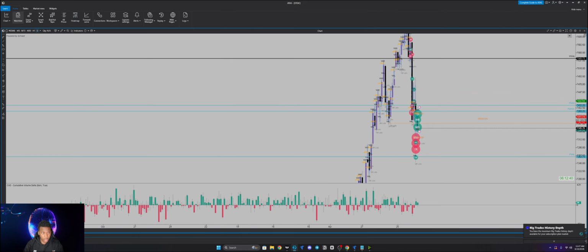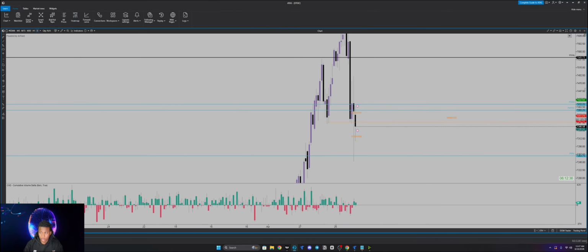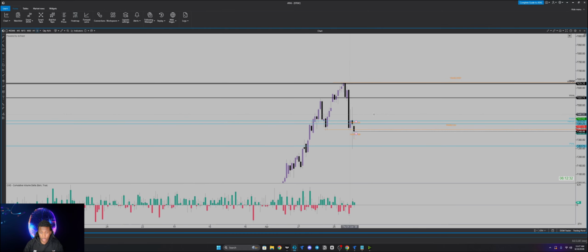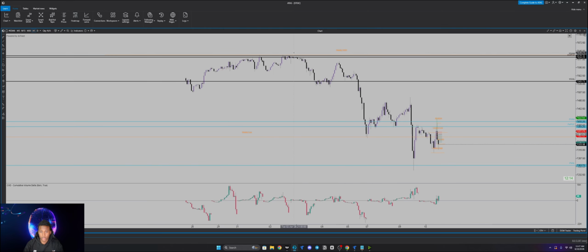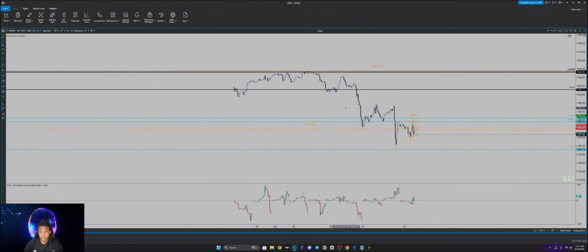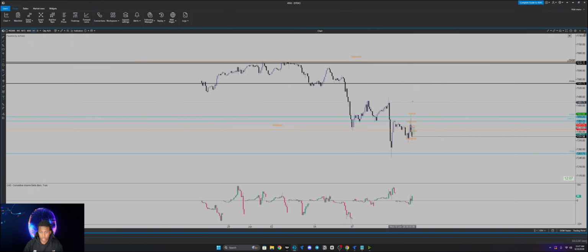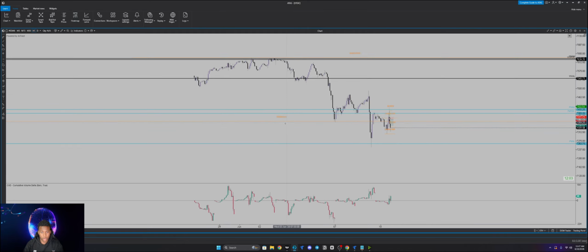So on the daily, the trend is overall bullish, currently in a pullback phase. The H1 is bearish. The H1 is in a bearish trend because the daily is currently pulling back, but overall we're in a bullish trend.